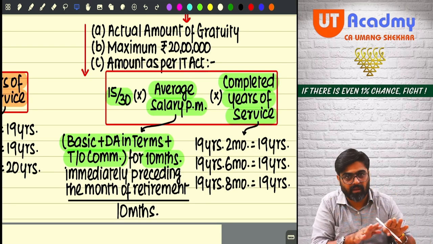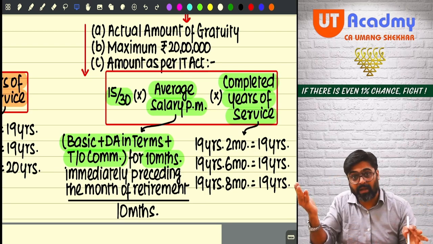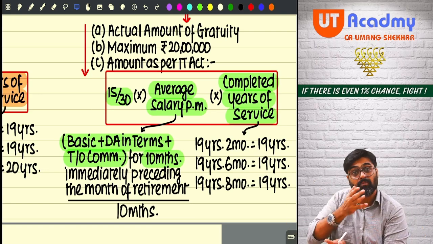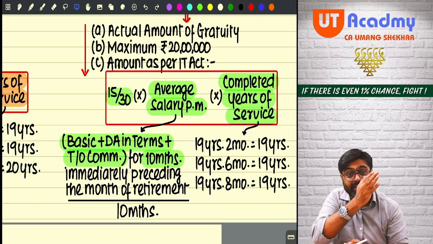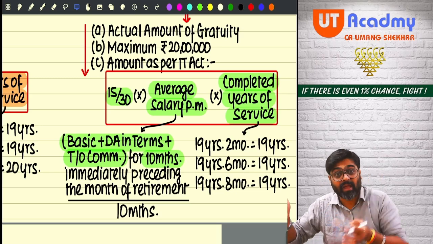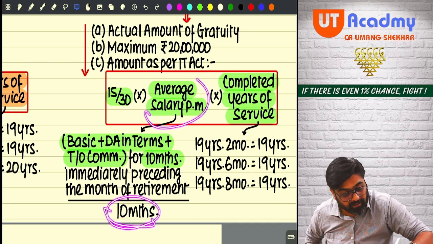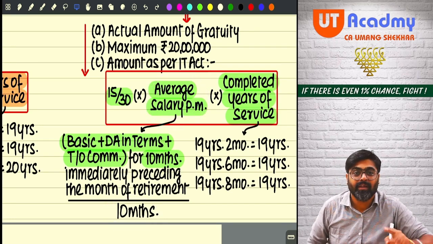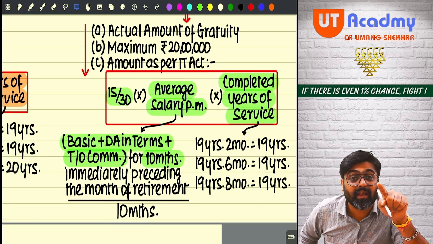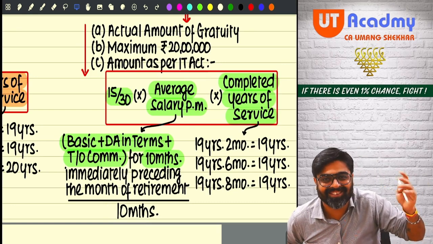So what will you take? Month of retirement, ignore that month. Immediately prior to that, take 10 months. Basic of last 10 months. DA in terms of last 10 months. Turnover commission of last 10 months. Add, you will get total salary of 10 months. Now divide by 10, you will get average salary of 10 months. Now this average salary is for 30 days. We are not saying exclude 4 Sundays.